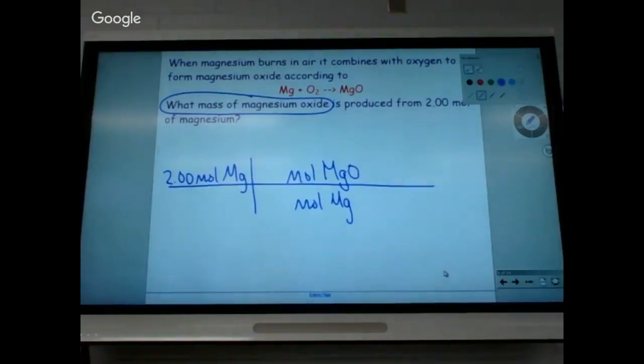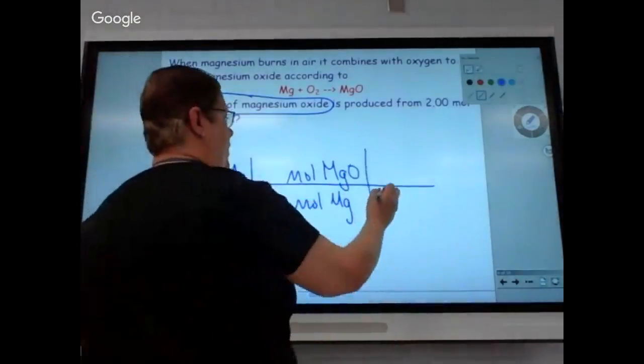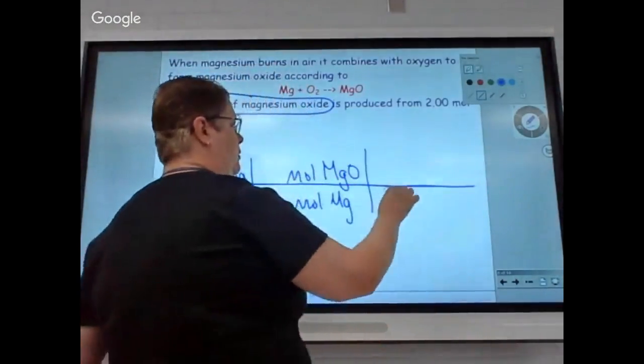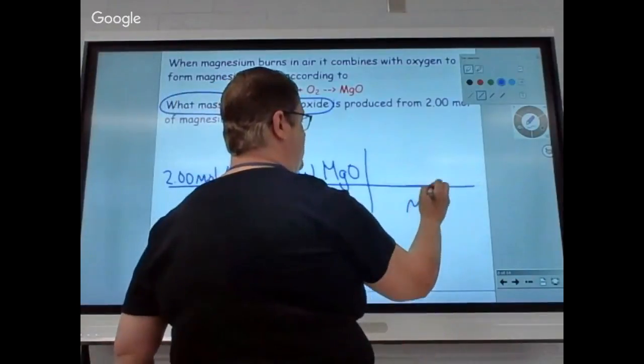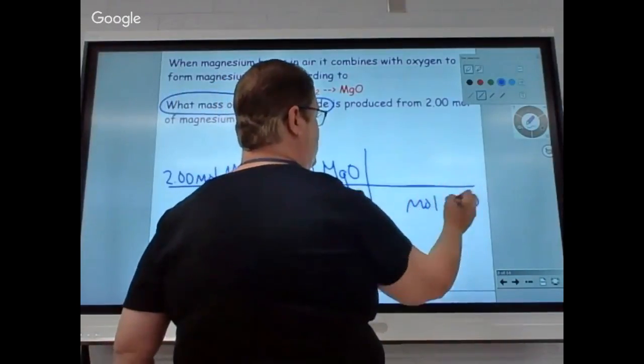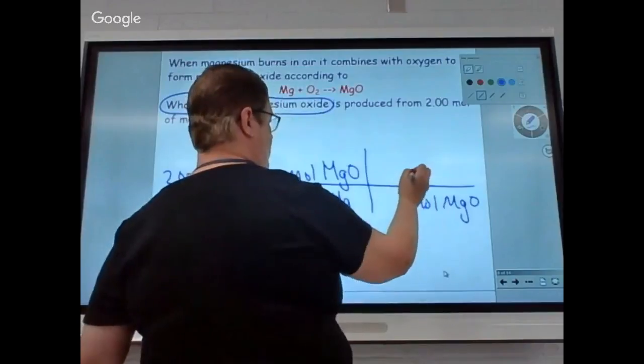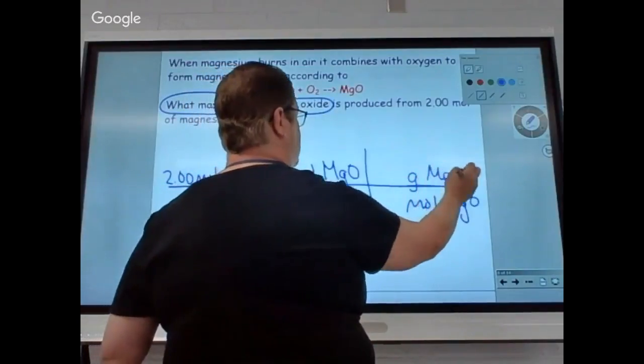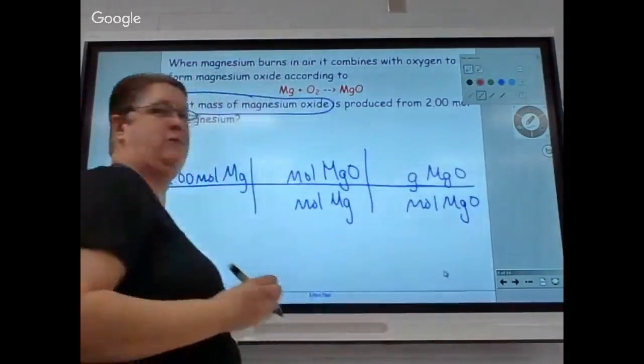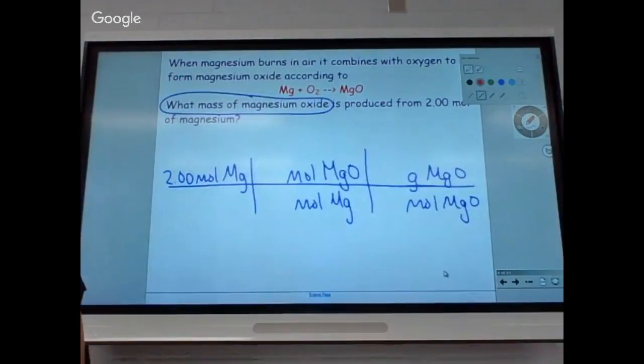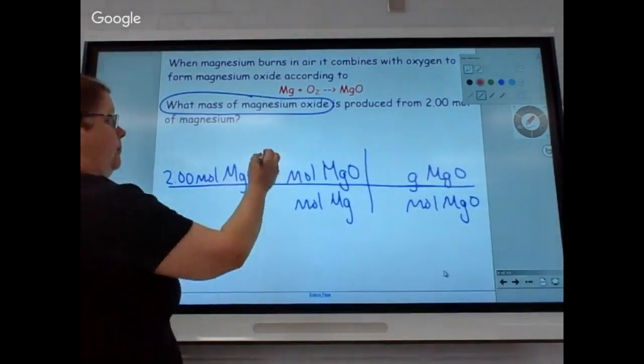Got to find out what? Got to find out the mass. And mass is always what unit? Grams. Good. All right. So if I keep going, what goes on the bottom? Moles of magnesium oxide. All right. What goes on top? All right. So what goes beside my moles of MgO? Yeah, this is mole ratio.